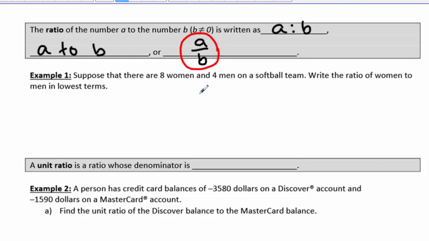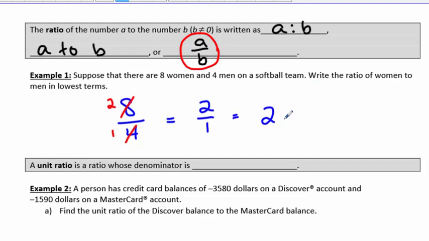So in example 1, suppose there are 8 women and 4 men on a softball team. Write the ratio of women to men in lowest terms. So women to men will have 8 to 4, and in lowest terms this would be the ratio 2 to 1, and again that's dividing both of them by 4. So the ratio 2 to 1 or 2.